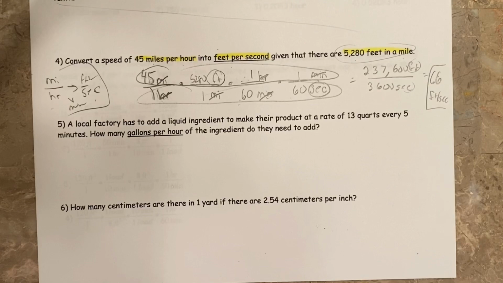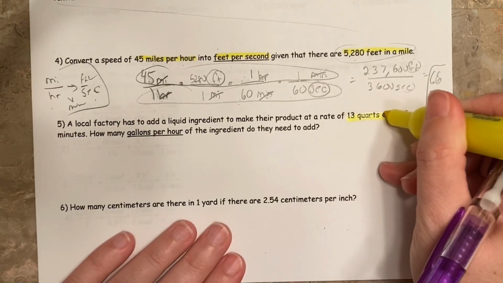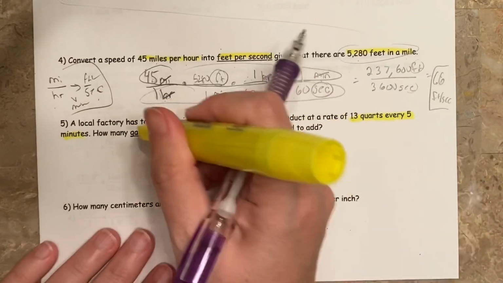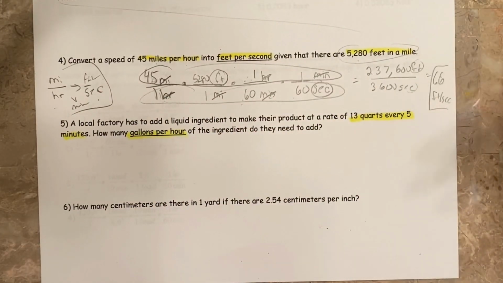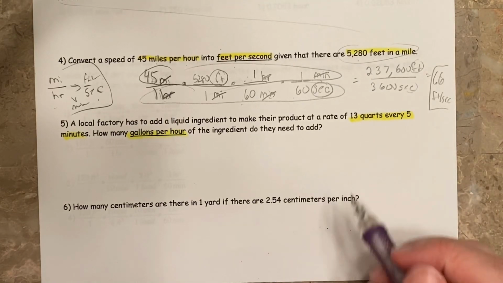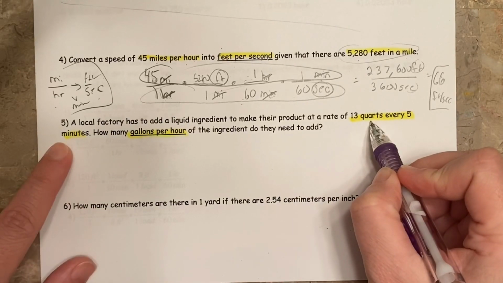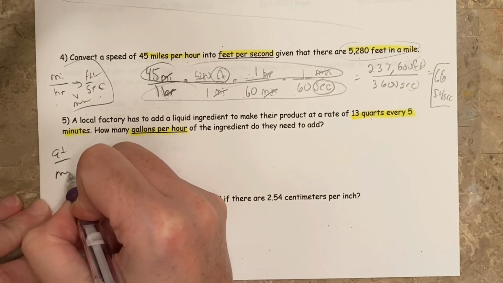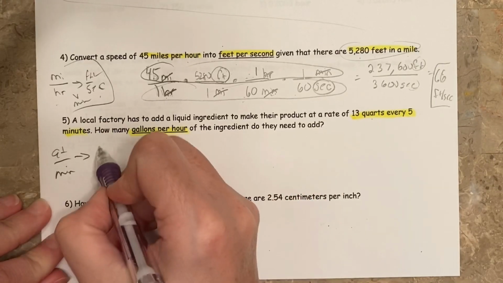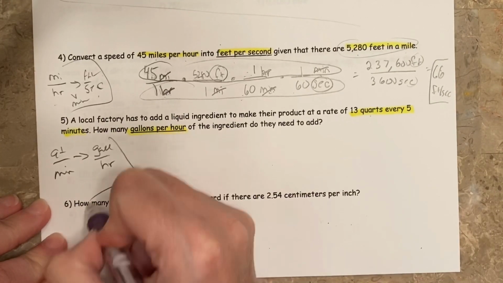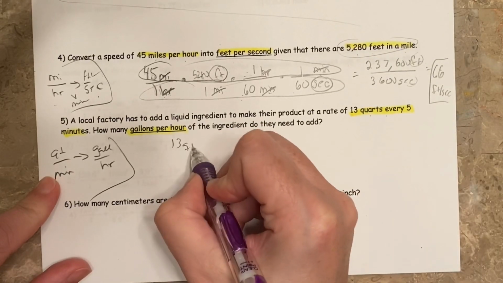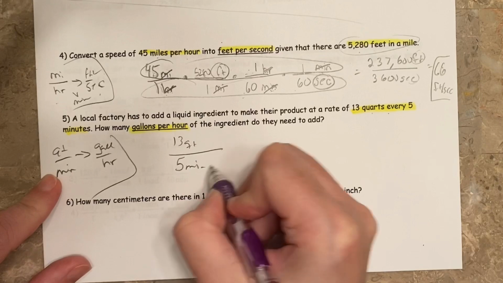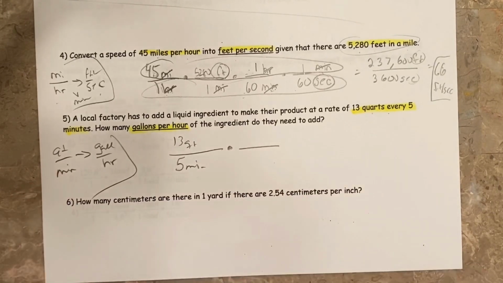All right, 5. A local factory has to add a liquid ingredient to make their product at a rate of 13 quarts every 5 minutes. How many gallons per hour of ingredients do they need to add? Well, they're not giving us a lot at all. So quarts per minute is what we're starting out with, and we want to go to gallons per hour. So 13 quarts in 5 minutes, and you're multiplying.